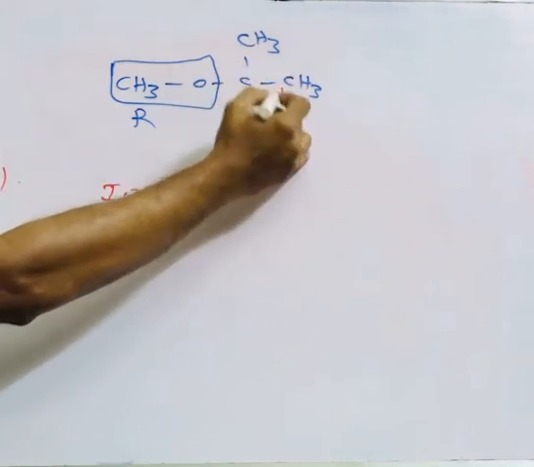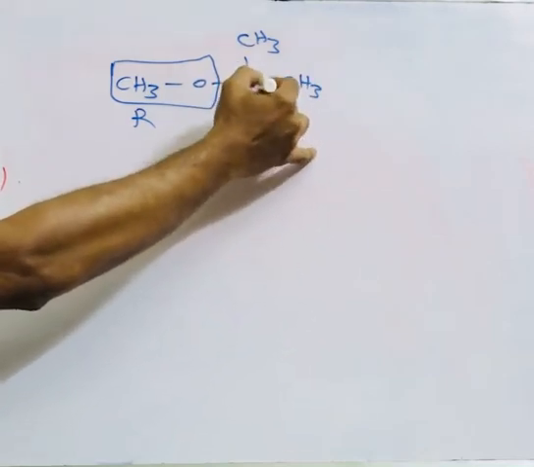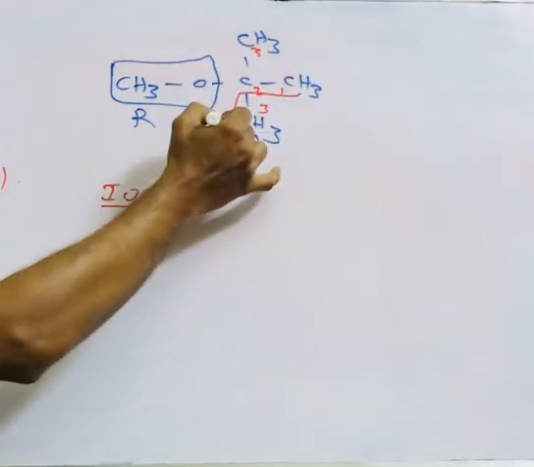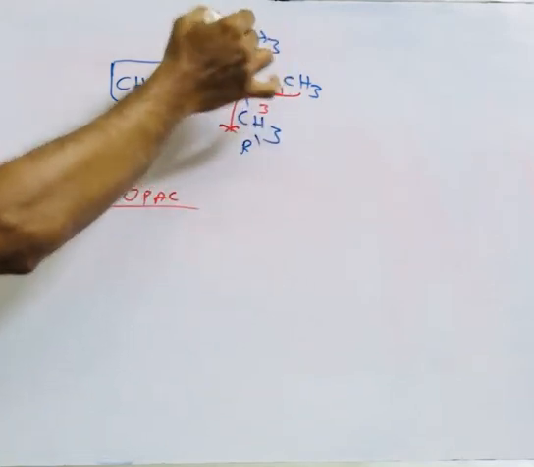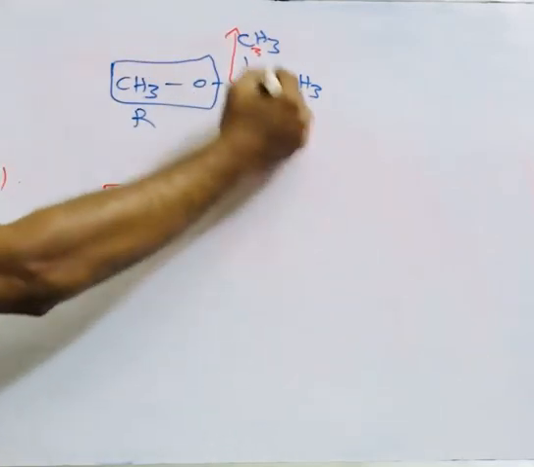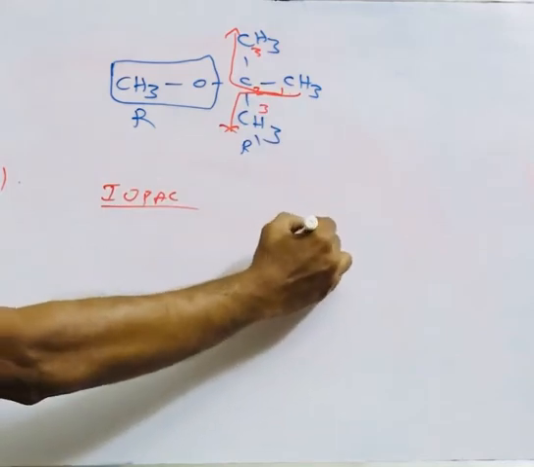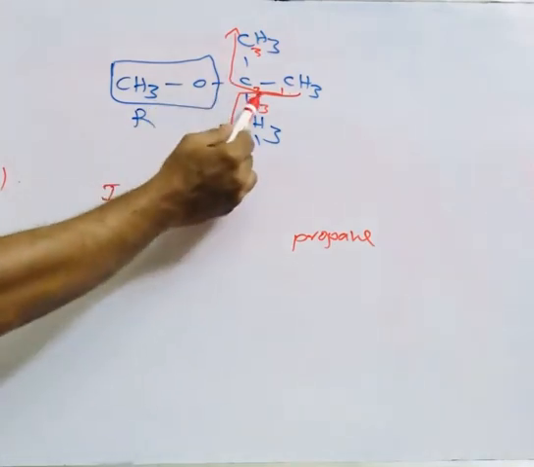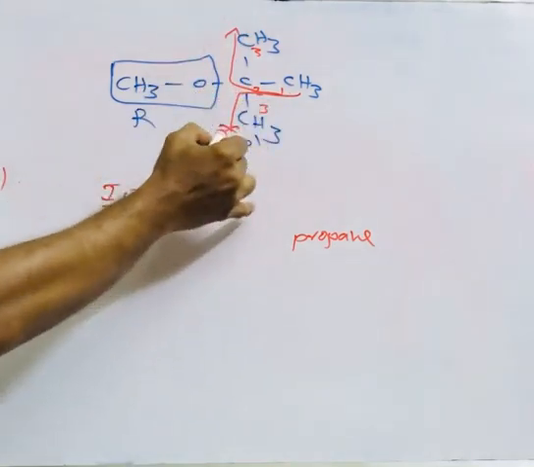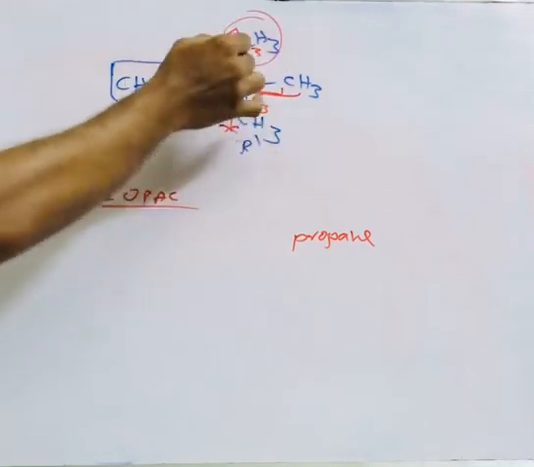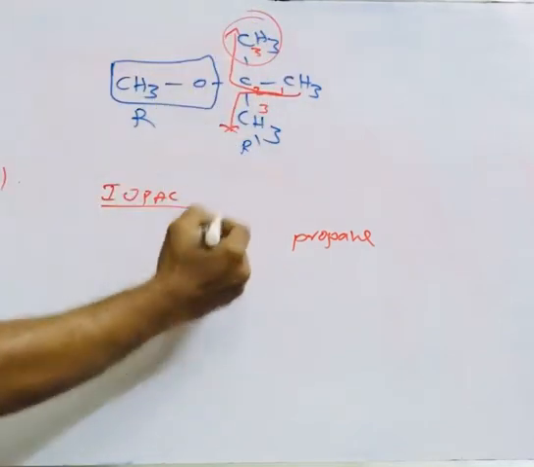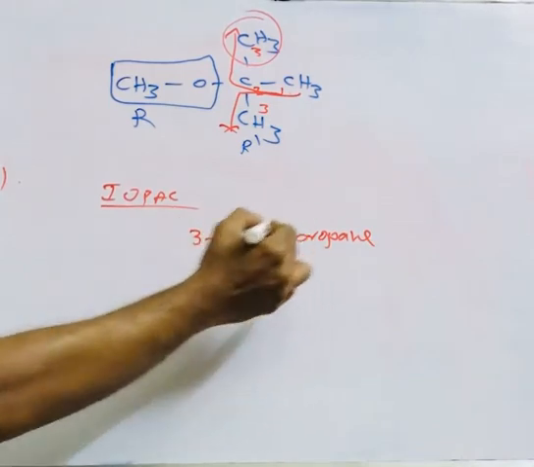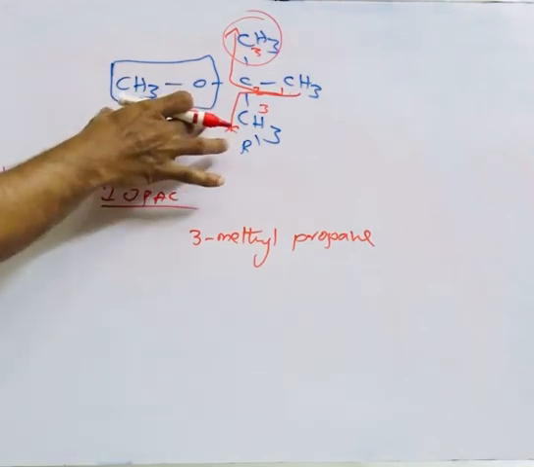I need to identify the longest chain: 1, 2, 3 or 1, 2, 3. The longest chain is either this or this. You can consider either. Both are 3, so the longest chain is propane. Propane is the parent. On the propane there is another methyl at the second position, which is additional if I take this chain. So I can write 3-methyl propane.